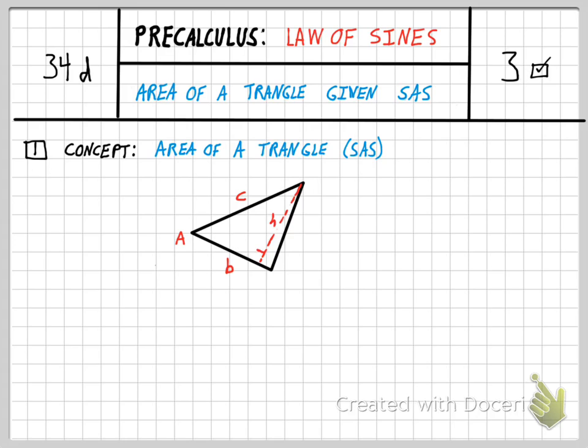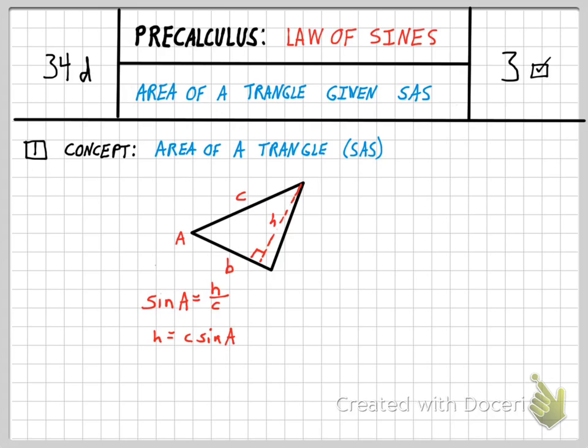And here's the trick, is that I can actually find an expression for h using the sine function and going back to my right triangle ratios. So I know that the sine of angle A would be the side opposite it divided by the hypotenuse, which is c. And if I solve that for h, I end up with c sine A.